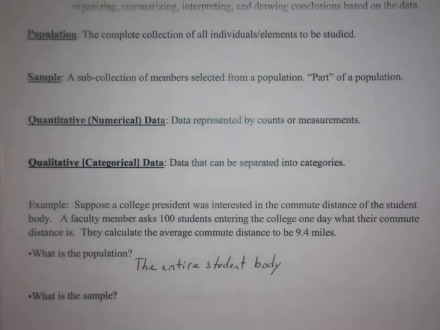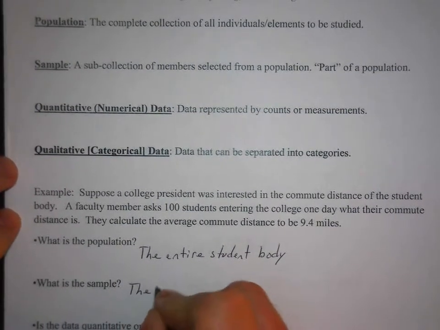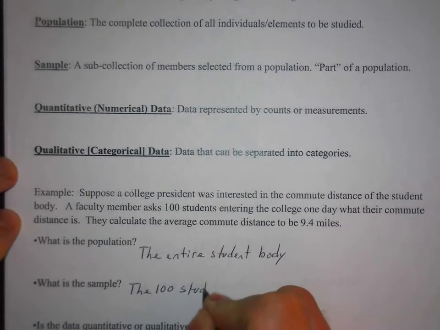Okay, what is the sample? Well, the definition of sample: a subcollection of members selected from the population, or part of the population. Once the president was interested in the commute distance for the entire student body, it probably wasn't feasible or practical to ask every single student how far they commute to campus. So a faculty member took a sample of 100 students. Those 100 students are part of that population of the entire student body. So the sample is the 100 students who were surveyed.